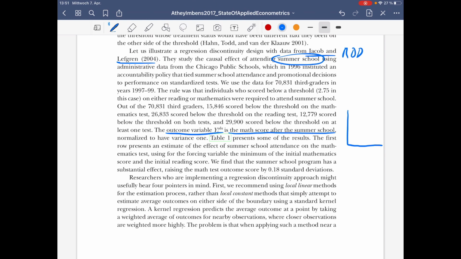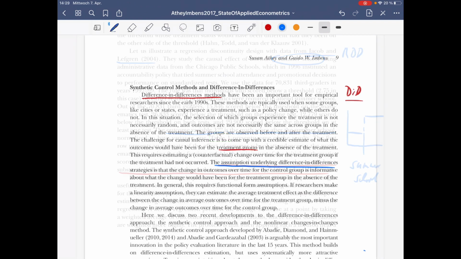And the idea here is that there's an event. In this case, it's a treatment. It's the summer school that has taken place, and before the summer school you have an outcome in the math score which is on average on that level, and then the discontinuity kicks in, and at best it has a positive effect if you participate in the summer school, and this is due to the fact that you participate in the summer school. If we believe in the identifying assumptions, then the summer school program had a substantial effect, raising the math test outcome score by 0.18 standard deviations.